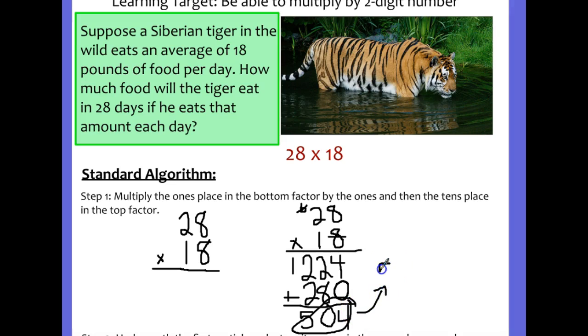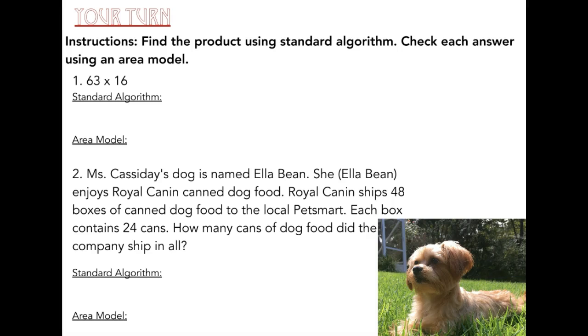Does that match the product we got before? Yes, it does. And a good thing to do, if you're not quite sure of yourself, is to use the standard algorithm first, but then go back and check your answer using the area model, which is actually what you're going to do to find your answers. Okay, so you have two questions, but when you're finding these two questions, you are going to use the standard algorithm, and then you're going to check your answer using the area model. So on your assignment, you need to be using standard algorithm and the area model to check your answers.